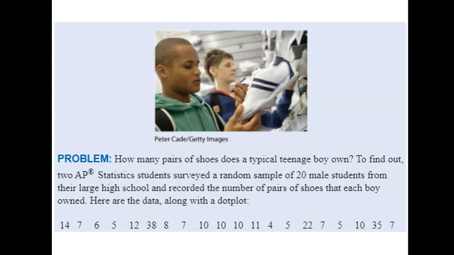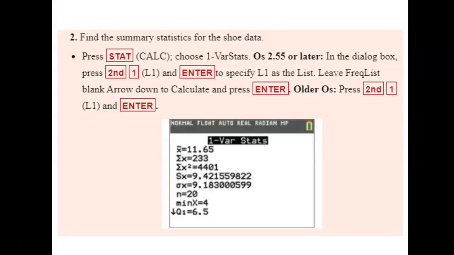So if this was in class live, I would have you guys do this. I would like you to stop the video and do this as well. Enter the data of the pairs of shoes that a typical teenage boy owns into your list 1. Pause the video to do that. And then once you have that data entered, you go to a different menu, so Stat, and you slide over to where it says Calc. And you choose the option that says One Variable Stats.